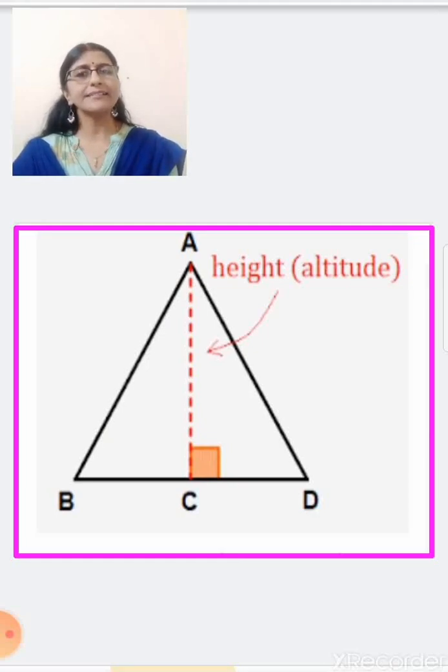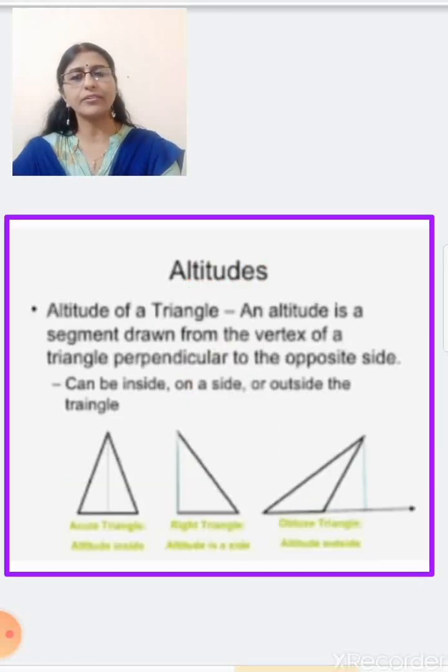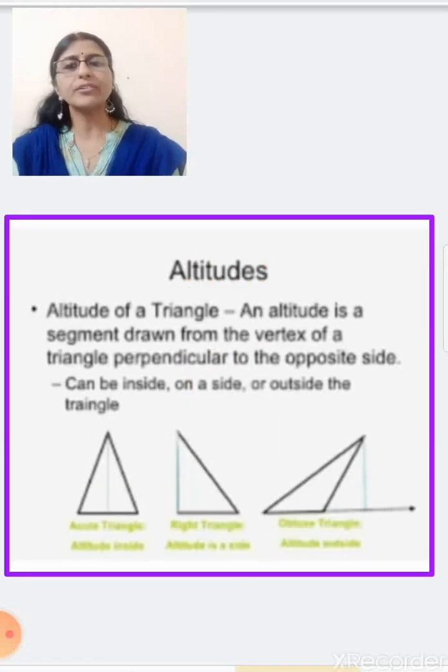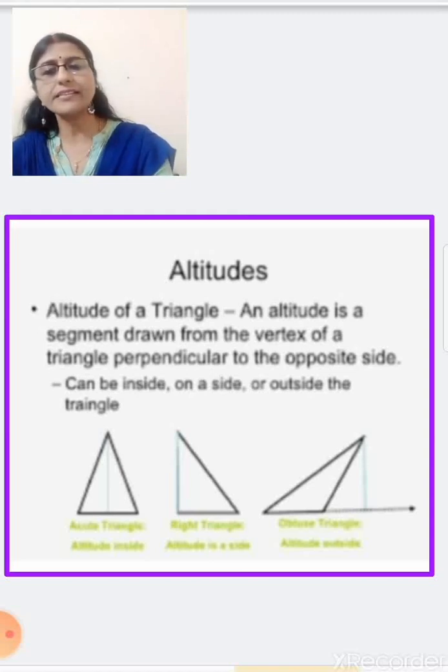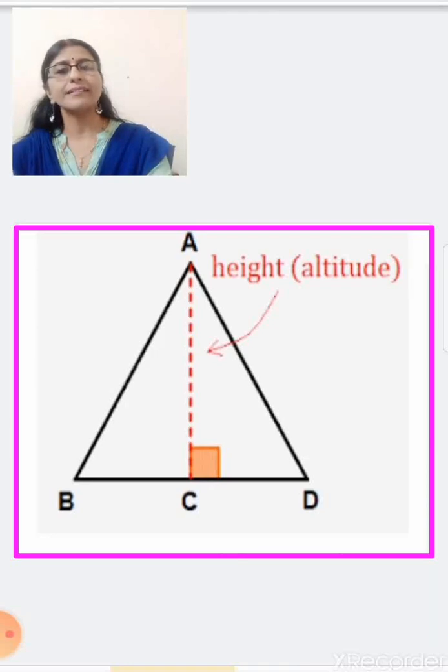Here you can see an altitude. Altitude is nothing but the height of a triangle. You can see here a line is drawn from the vertex A to the opposite side and it is forming a right angle, and that is called the altitude. Now let us understand it better. Altitude of a triangle: an altitude is a segment drawn from the vertex of a triangle perpendicular to the opposite side. Here you can see it is forming a right angle.